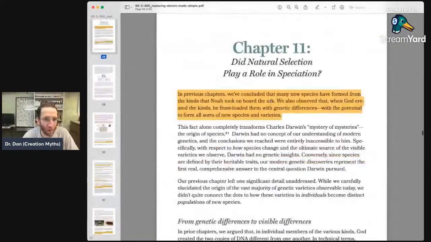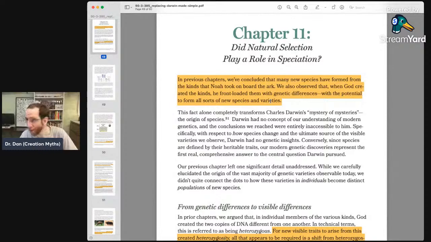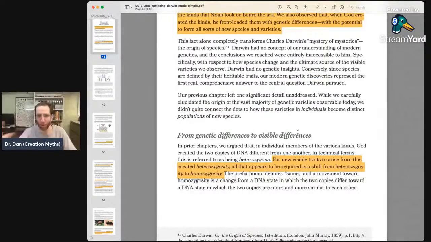But the thing is, he describes a mechanism. He doesn't provide evidence for the mechanism, which you would think he could do just by demonstrating that his mechanism is responsible for, or at least correlated with, observed speciation events or hypothetical speciation events. You just look at species and see, right? So what he's saying is for new traits to arise from this created heterozygosity, so you have your highly diverse genetic state initially, for new traits, all you need is to lose diversity. You need to go from heterozygous to homozygous.